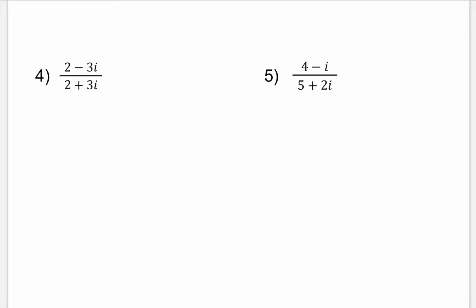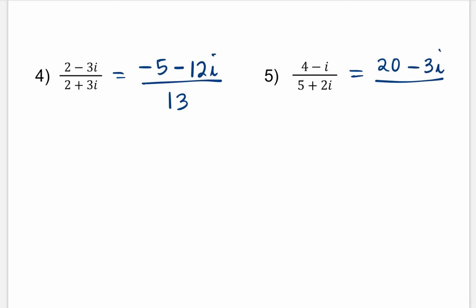Welcome back. All right, hopefully you have tried answering these two problems. Let's start with number 4. If you did number 4 and you got negative 5 minus 12i over 13, then we have the same answer. For number 5, if you got 20 minus 3i over 29, then we have the same answer.